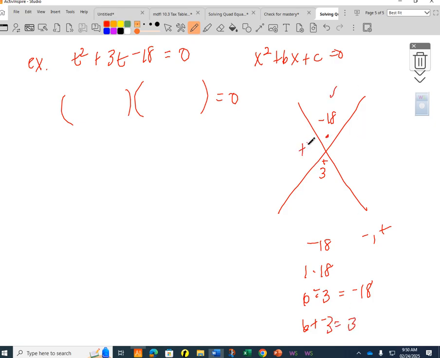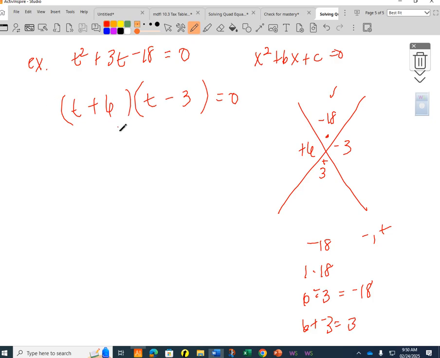So plus 6 minus 3. Now we just put those over here. Plus 6 minus 3. What was in the first spot here? It doesn't really matter. I think it says the smallest to biggest up on the number line, but it's not right or wrong. Alright, so now we have factors.